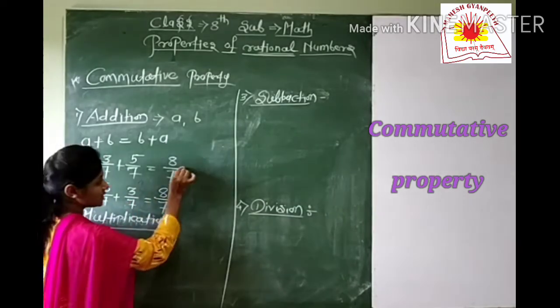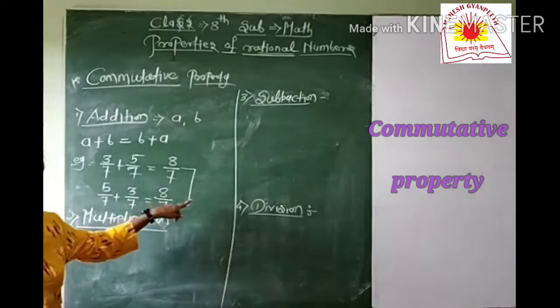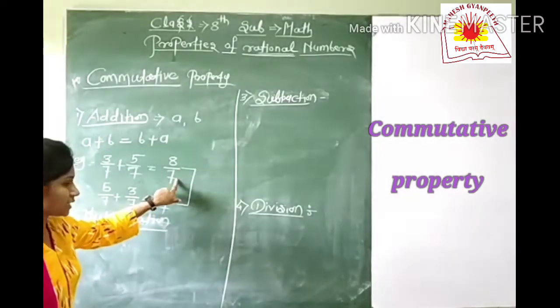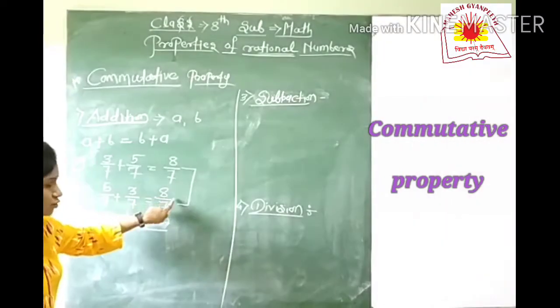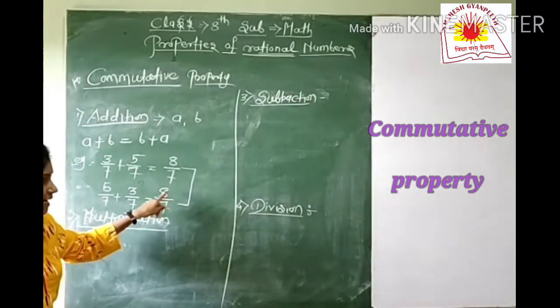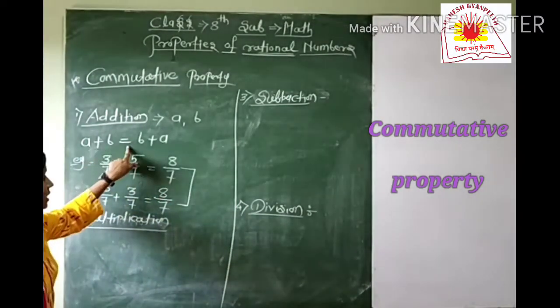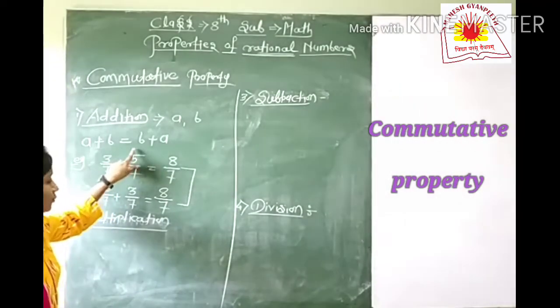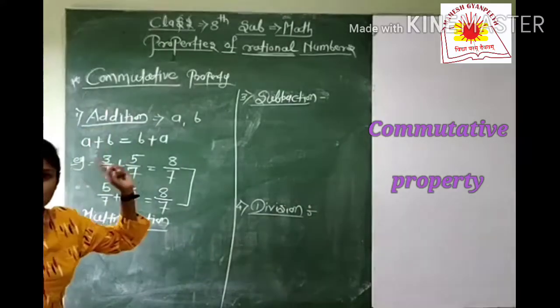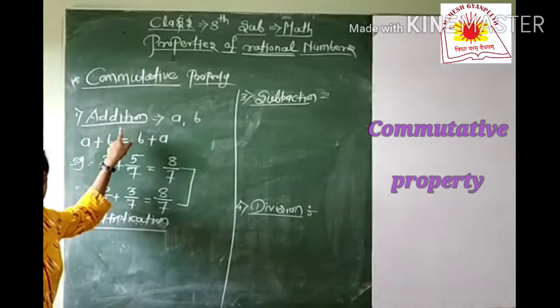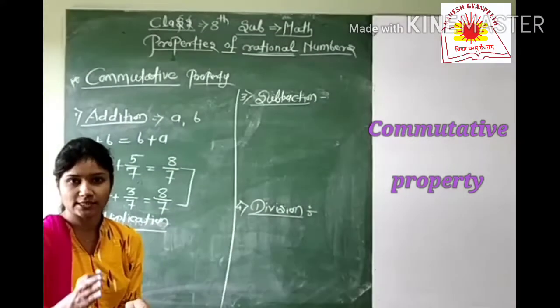Then observe this term. It is 8 upon 7. We get the answer. After we exchange, there also we get the same answer. Then A plus B is equal to B plus A, which is applicable. It is true for addition.